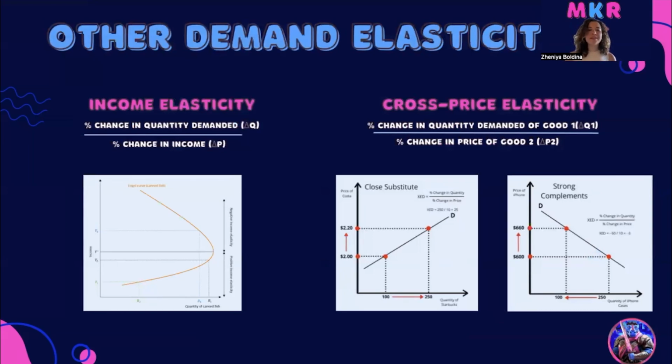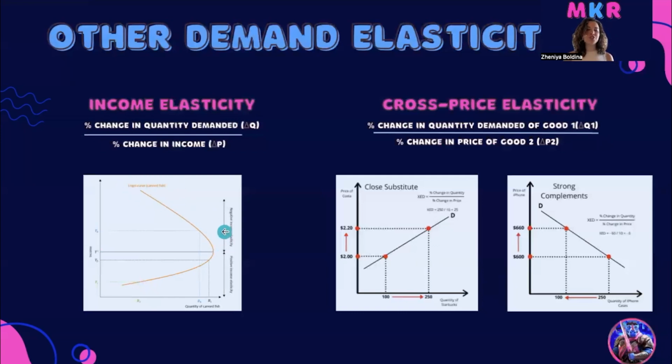Now, looking at other demand elasticities, we have income elasticity, which shows the relationship between income and quantity demanded. So it's the percentage change in quantity demanded over the percentage change in income. And the Engel curve helps to visualize it. We talked briefly about it in session 1, so check it out if you haven't already. If our income increases and our demand for a certain good decreases, that means that we have an inferior good, and this is shown by this portion of the Engel curve from the top.